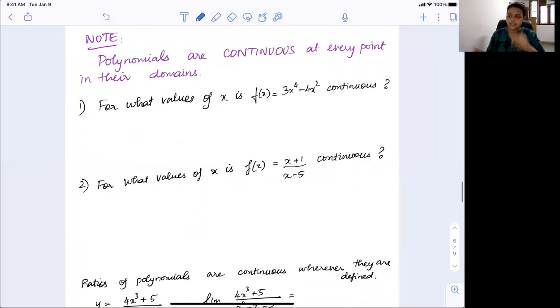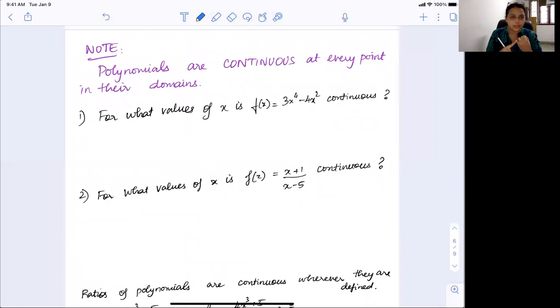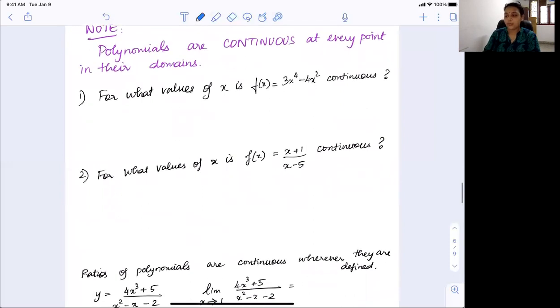Another point to note is that polynomials or functions of x, polynomials are ones where a linear function is a polynomial, quadratic function is a polynomial, a cubic function is a polynomial. By default, these polynomial functions are continuous at every point that is in their domains. So that's just a really easy way to compute or understand both continuous functions as well as the idea of limits. So for what values of x is this f of x equal to this continuous?